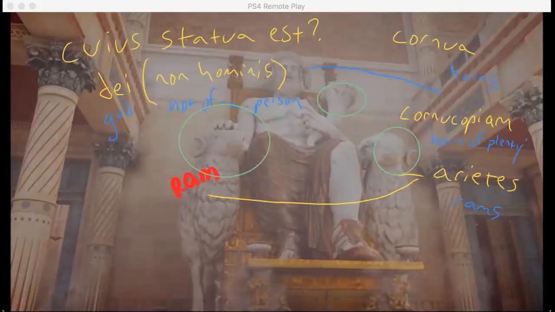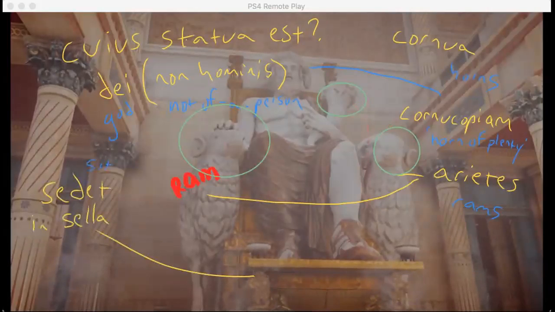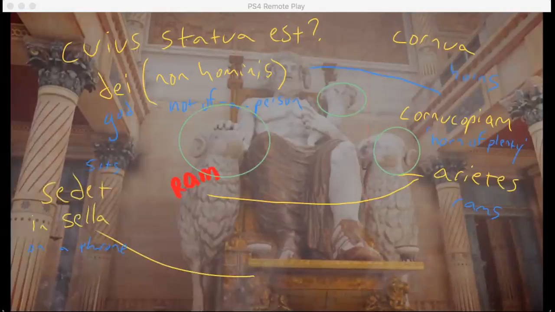And yeah, he is on a throne. And that can help us ultimately to identify this guy. Sedet in sella. So he sits on a throne. Sella, though, is a general purpose word. So you'll also see sella used for chair.